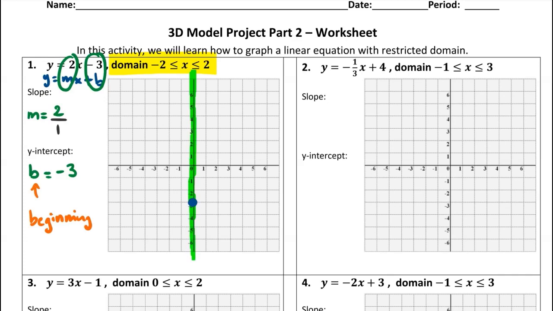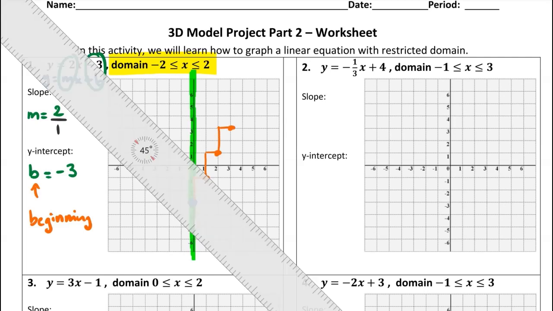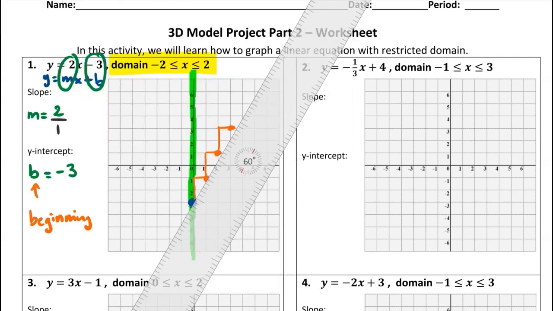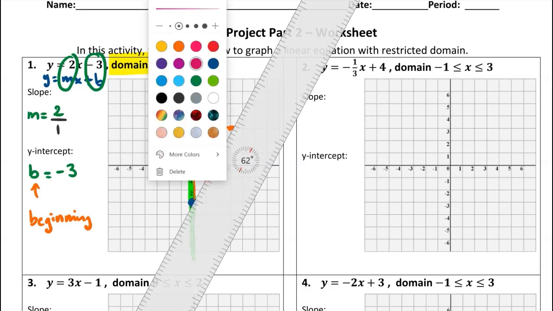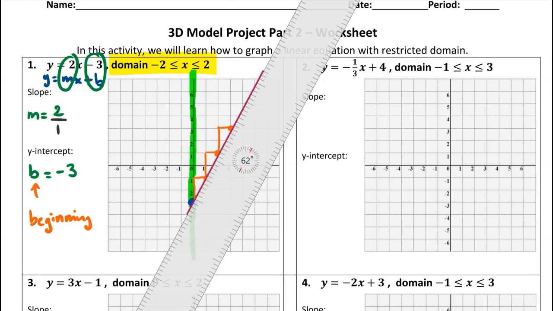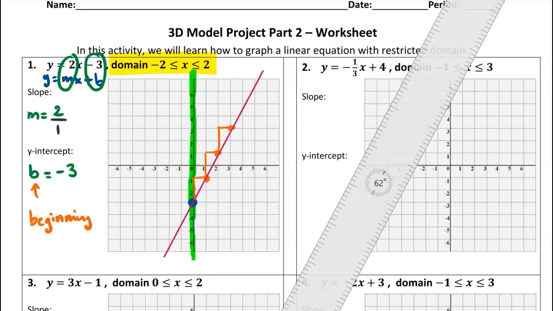And m is 2 over 1, that tells us to go up 2, over 1. Up 2, over 1. Up 2, over 1. Then we use the ruler. We draw a line through all the points, but please draw a light line. Do not make it dark. Draw something really light. Something like this, just like usual. We draw the line and then we stop.